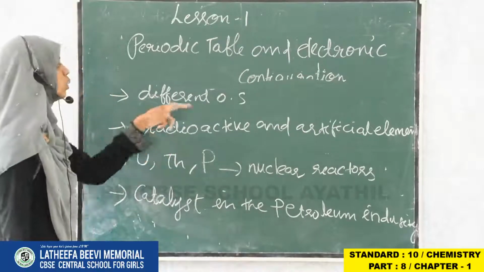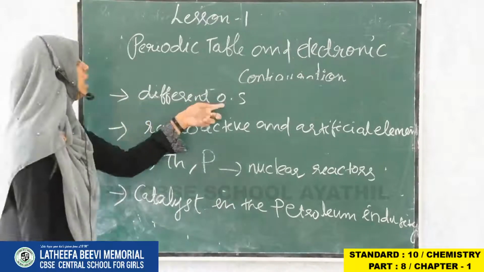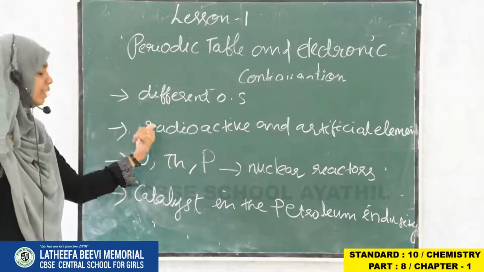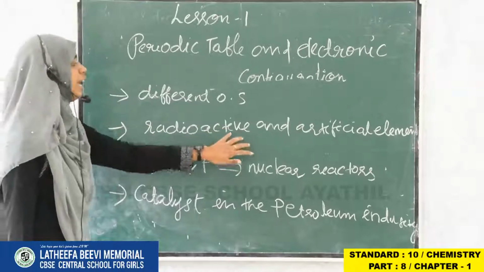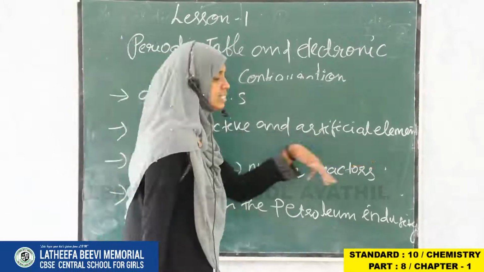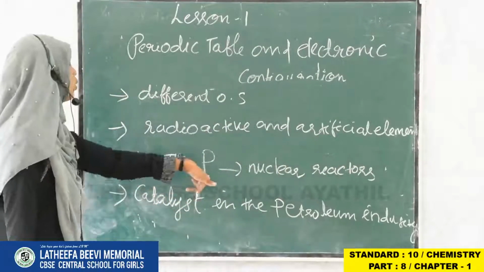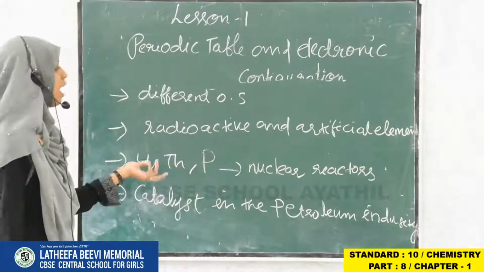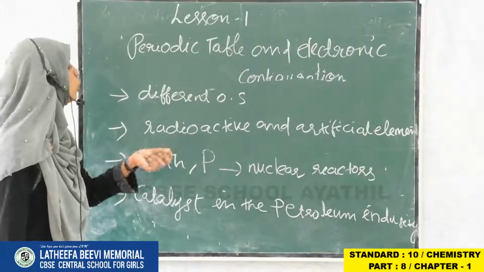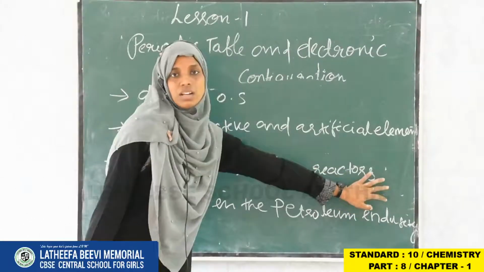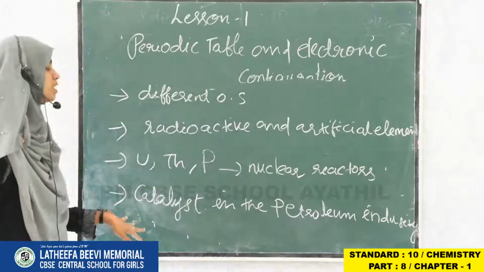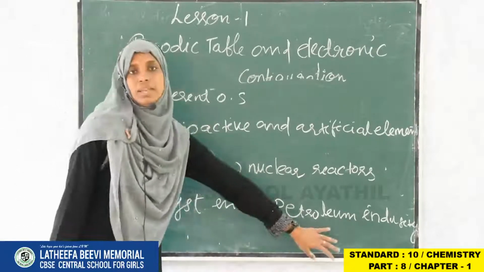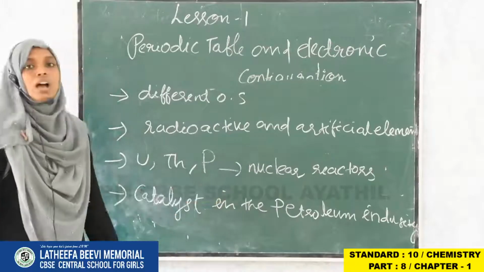The first one is that, like the D block elements, they show different oxidation states. The second is that the actinoids consist of radioactive and artificial elements. The third point is that uranium, thorium and plutonium are radioactive and are used in nuclear reactors. The last point is that F block elements are used as catalysts in the petroleum industry. So this is about the F block elements.